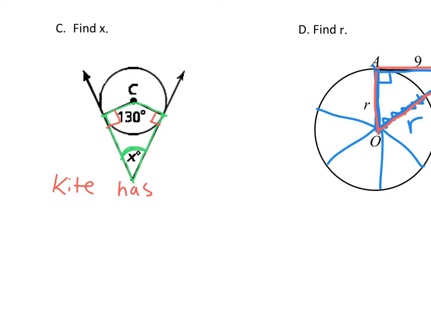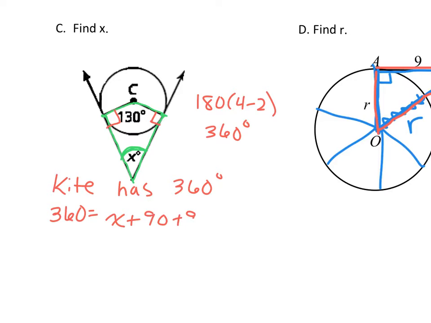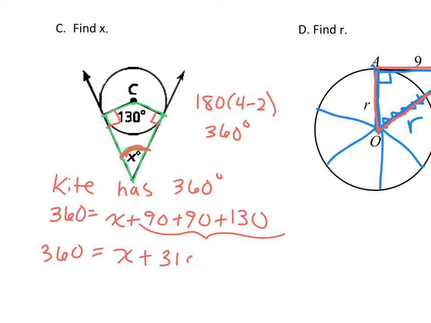has, let's see, 4 sides, so that means it's 180 times 4 minus 2, 360 degrees. You could say 360 equals X plus 90 plus 90 plus 130, and then you can just figure out what this missing one is by combining your like terms and solving. Let's see, that would be actually 310. And subtracting 310, we get 50 degrees.